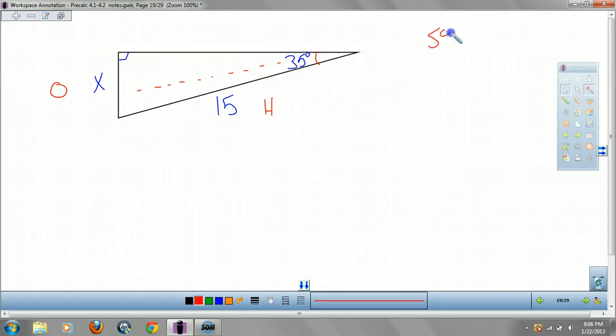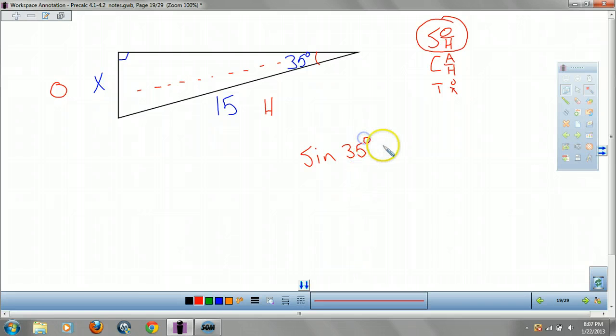So let's think of our SOH CAH TOA. Which one of these has an opposite and a hypotenuse? Well, sine does, right? So we go sine of 35 degrees equals our opposite over hypotenuse. Okay?